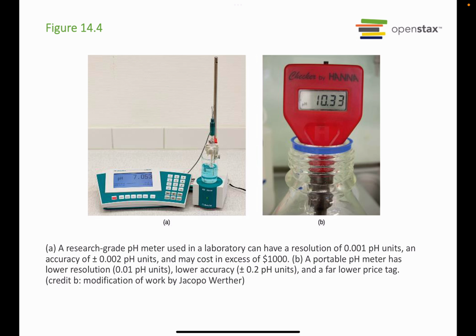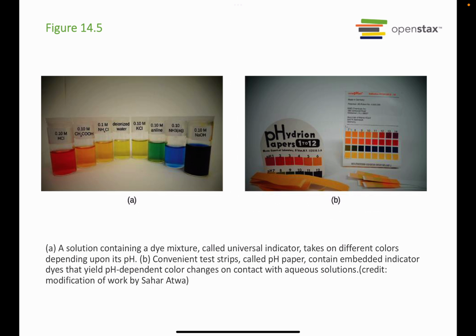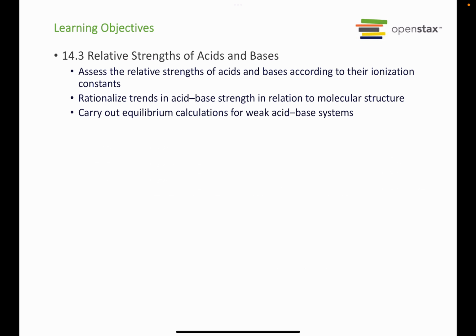Okay, we can measure pH with pH meters. It could be a portable one or a complex setup. pH paper or an indicator will help us to estimate the pH. Okay, let's take a look at the strength of some acids and bases.